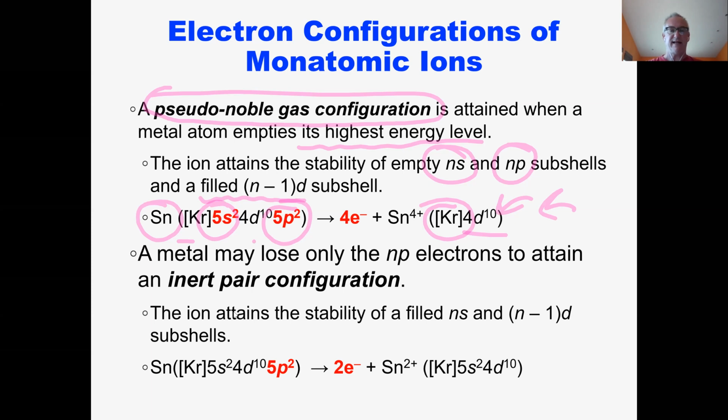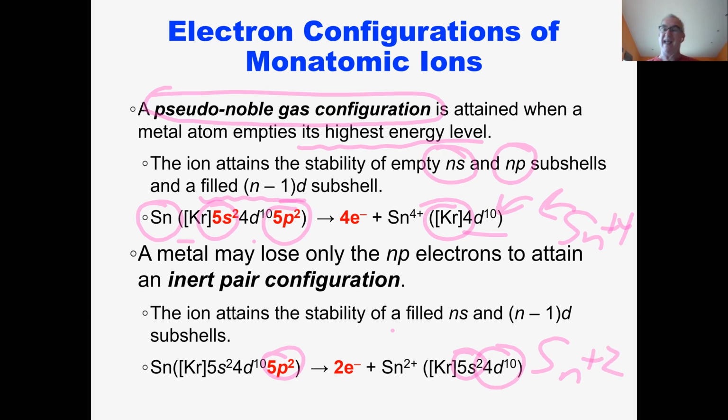So the other thing that tin can do is just lose the p's. So just dump those p's. That way you have a full s subshell. So you have a full s and a full d, and this way you've only lost 2 electrons. So instead of having tin 4, you have tin 2. And that's how you get different charges for the different transition metals.